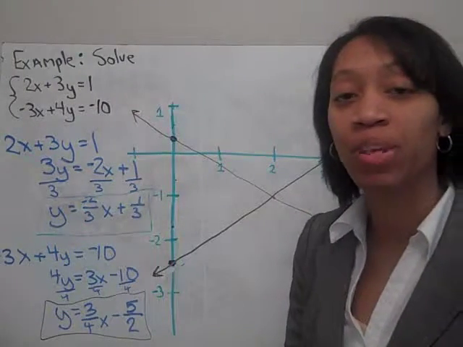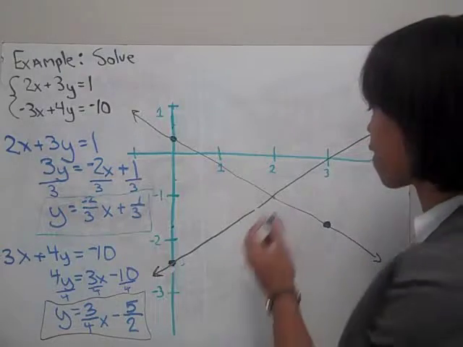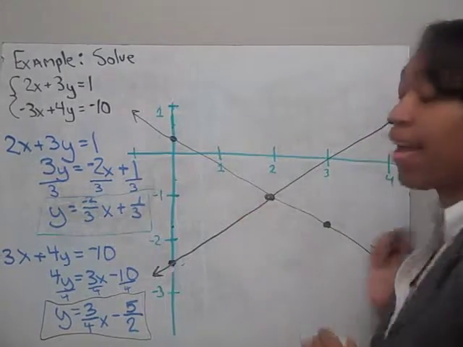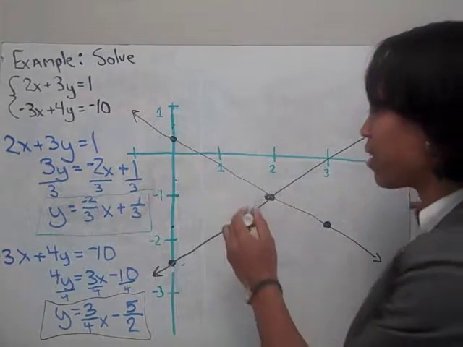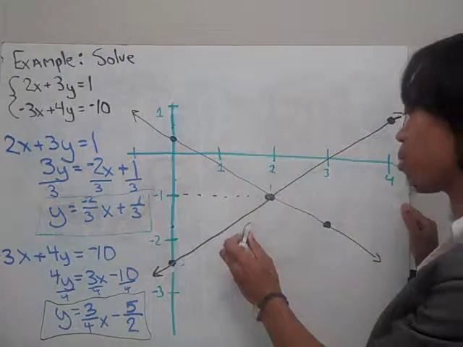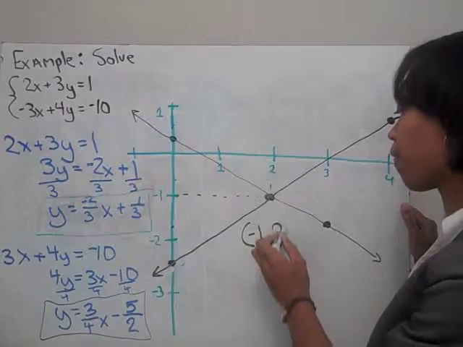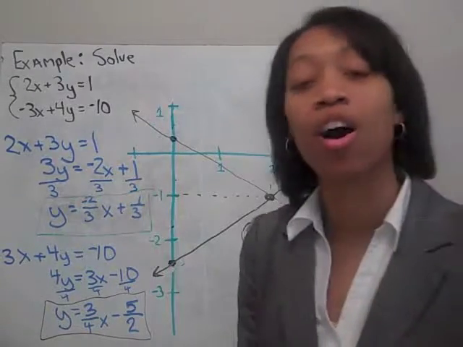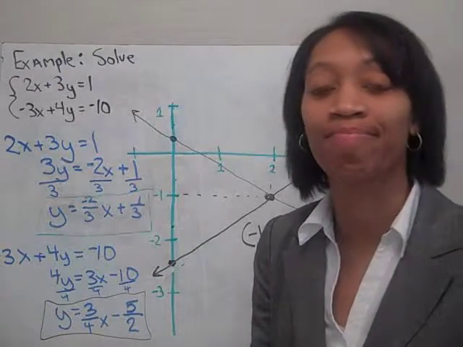The place where the 2 lines cross is our answer. Looks like that point is at -1, 2. So the answer is -1, 2. Great.